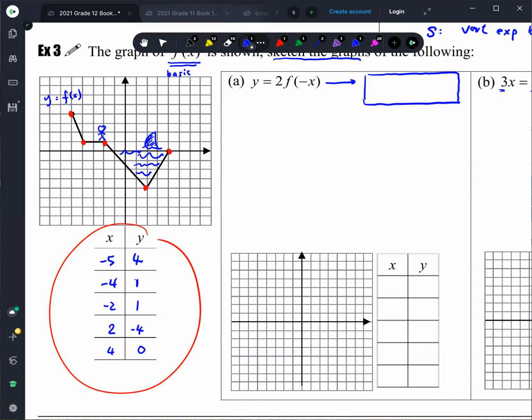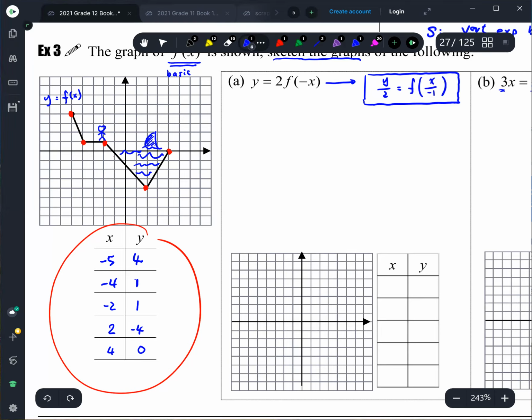Okay, please raise your hand if you got a form. Okay, Nick, what's the form look like? y over 2 is equal to f of x over -1. Yep, very good. Right, and then we'll describe this. We'll understand what's happening.